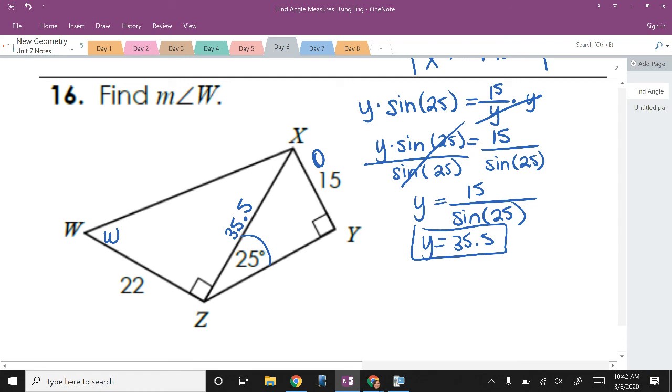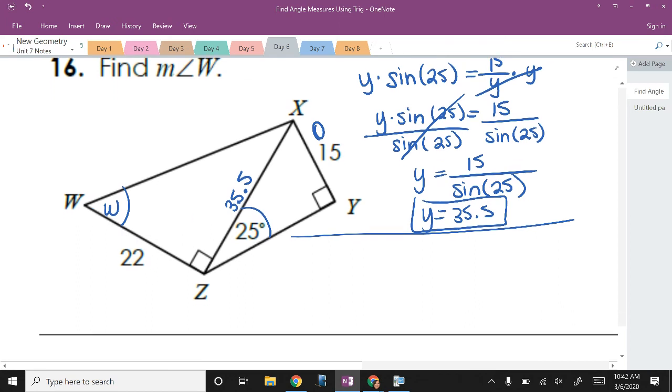Okay, so now I still got to find angle W. So ignore this triangle over here to the right. Now I'm looking at the triangle to the left, now that I have found the length of XZ. So what is that 35.5 that I just found in relationship to angle W? That is opposite. And that WZ length of 22 that they've already given me is what to angle W? It's adjacent because it's not the hypotenuse. So what are we going to use? Sine, cosine, or tangent? Tangent. Yeah, if we don't have hypotenuse, we're using tangent.